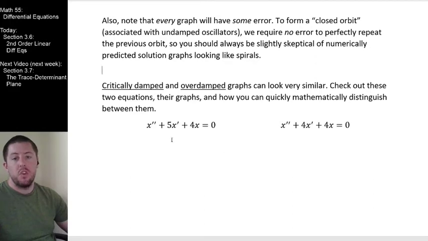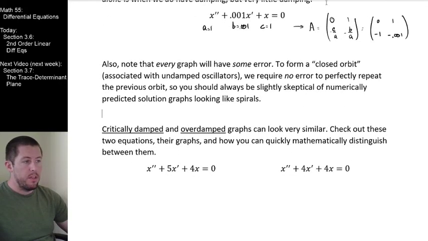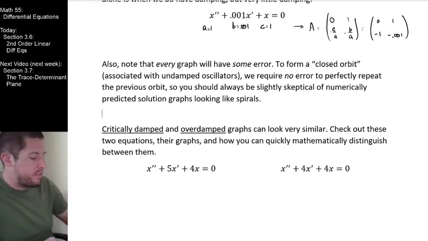The other thing is that critically damped and overdamped graphs can look very similar because they're both just going to essentially go to the origin. Let's take a look at the graphs of each of these two things, and remind ourselves that we can pretty easily mathematically distinguish which of the two cases it should be. So once again, I want to use this idea right up here to get my A matrices for each of these guys.